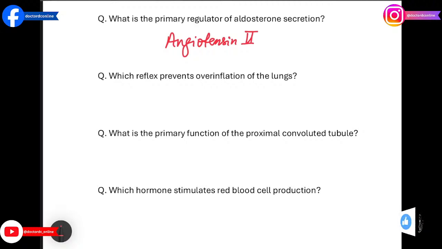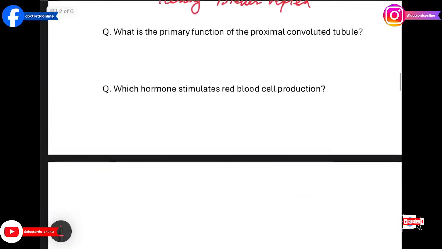The next question is, which reflex prevents overinflation of the lungs? And the answer is Hering-Breuer reflex. The stretch receptors in the lungs inhibit inspiration when overexpanded.